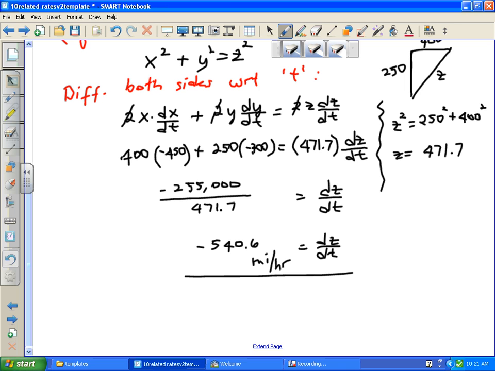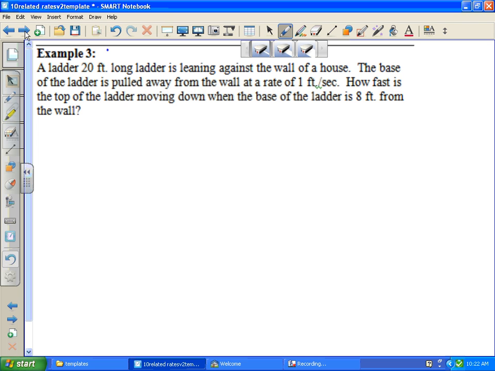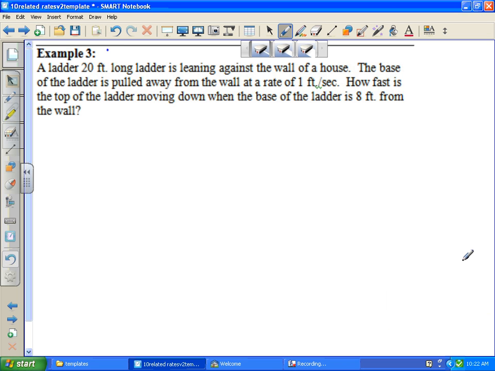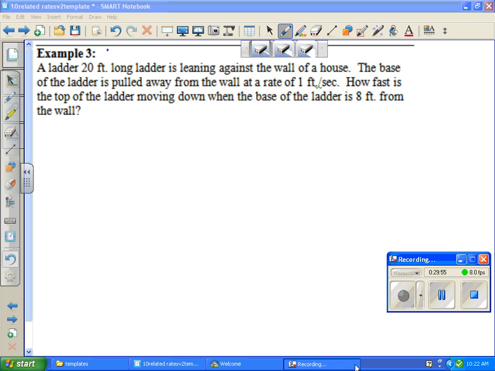Let's do another example. Let's see which one to do from the handout. Let's go to this one, the one about the ladder that is leaning on a wall. Let's find that example from the notes. I think it's example number 3. Okay, I want to give you a few moments to do a picture, find an equation that relates all the variables, and then we'll go ahead and solve it together after that.